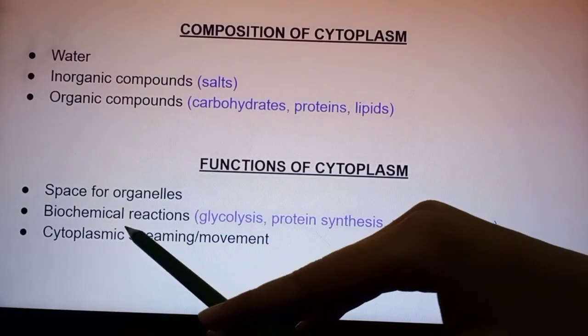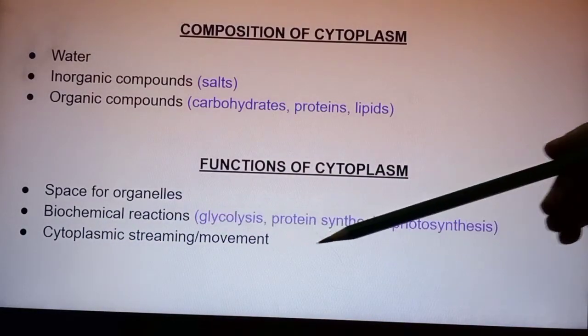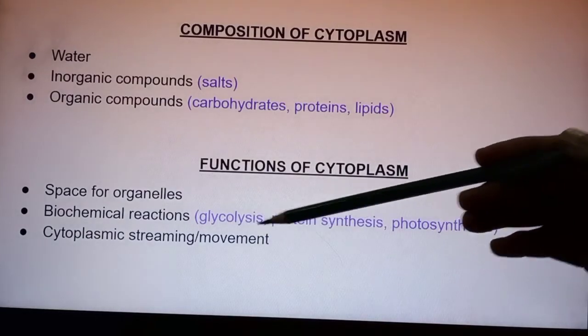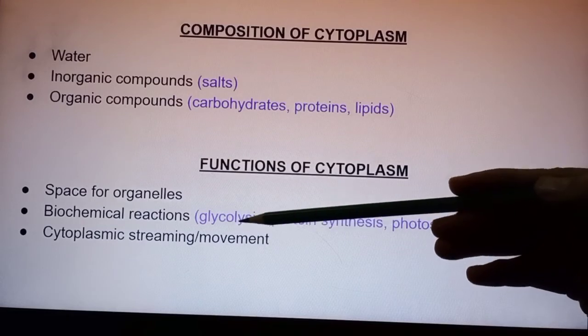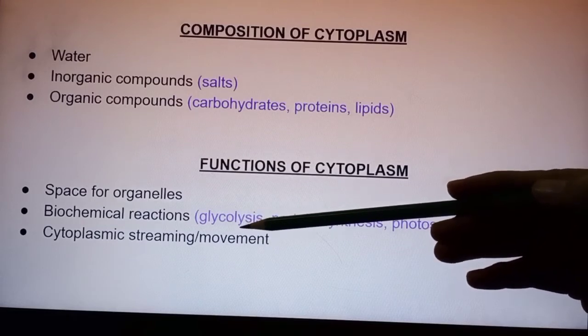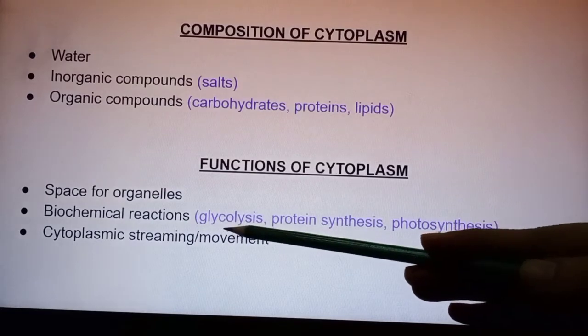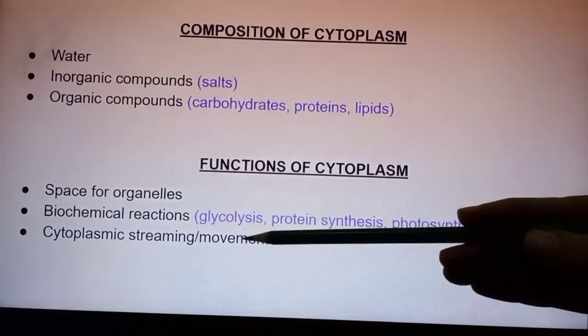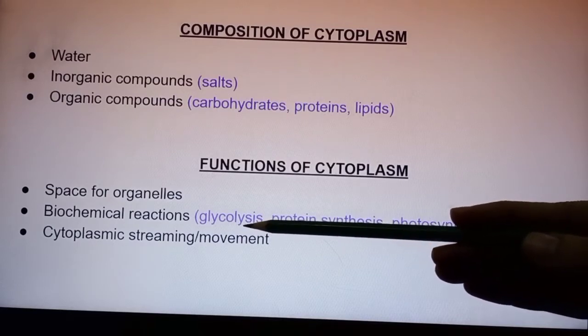Then biochemical reactions, all the metabolic or the biochemical reactions, they take place inside the cytoplasm. Here we will talk about three functions. First one is glycolysis. Glycolysis is the first step of respiration and it is the breakdown of glucose. Glyco means glucose and lysis means breakdown. You have to remember that wherever the word lysis comes, that means breakdown.